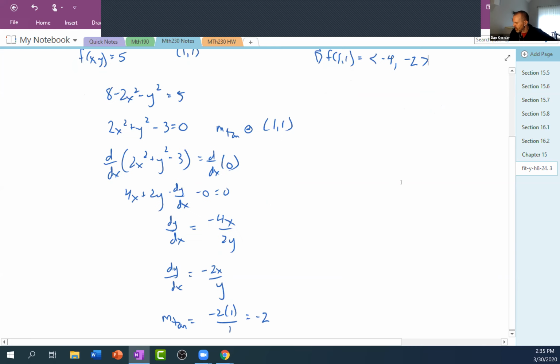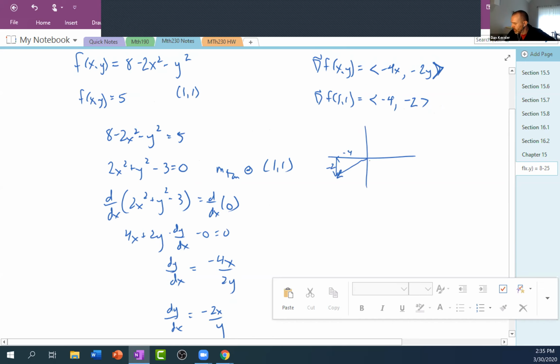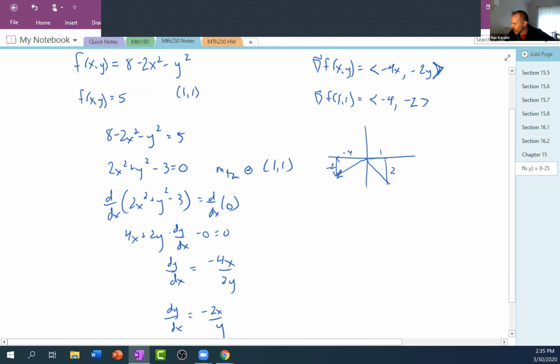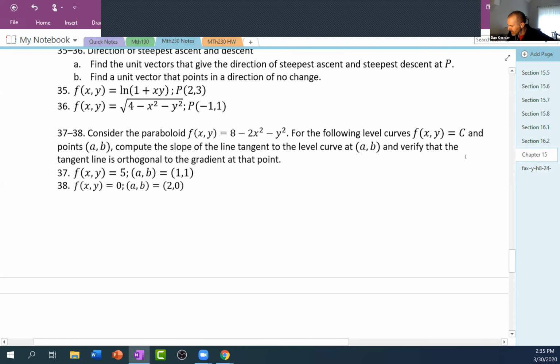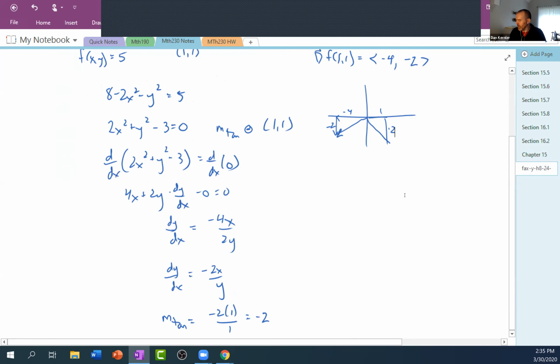And so we don't really have it as a slope, but it's like a vector, right? So vector negative 4, negative 2. That's a vector in this direction. And then we had a slope of negative 2, which would be right 1, down 2. Did it say how specific the directions are here? Yeah, verify that the tangent line is orthogonal to the gradient. But you can clearly see here that the slope of the gradient is equal to 1/2.